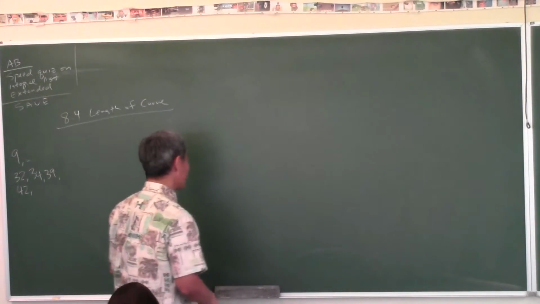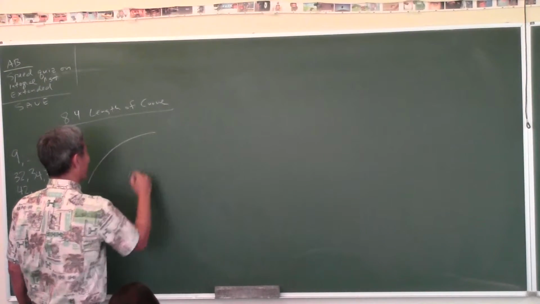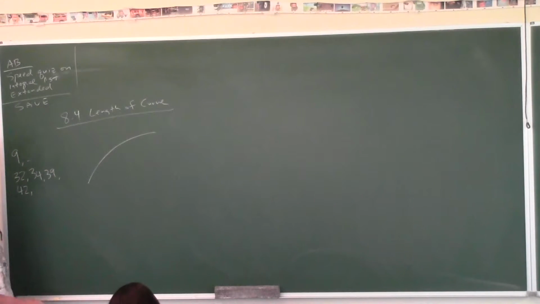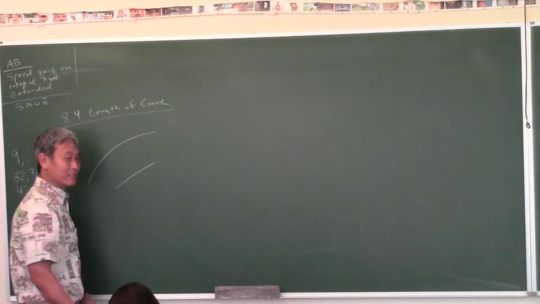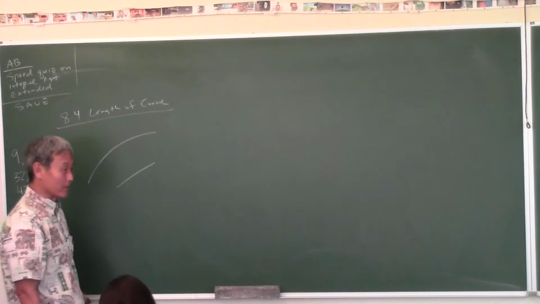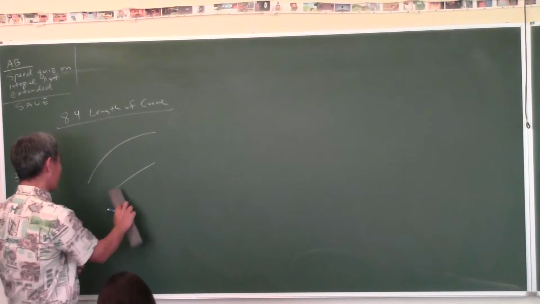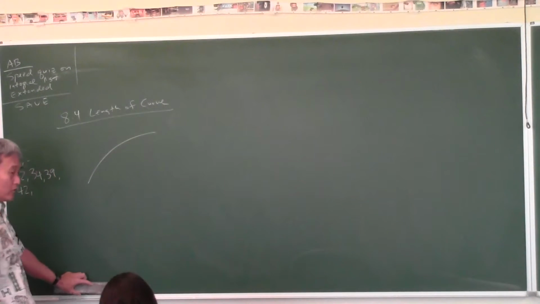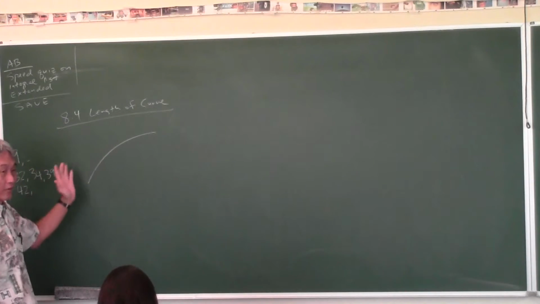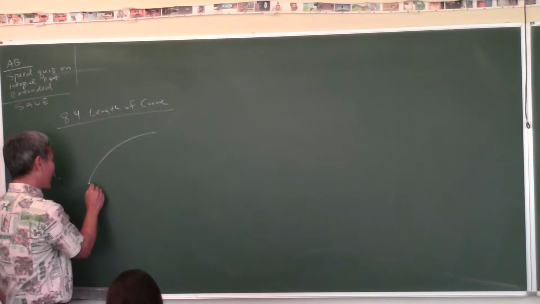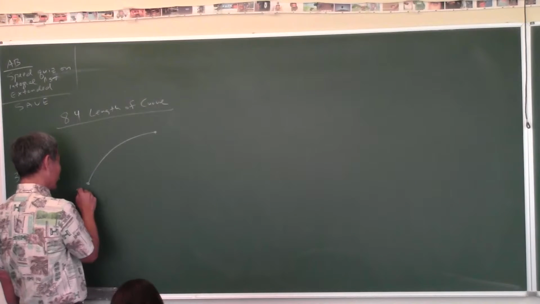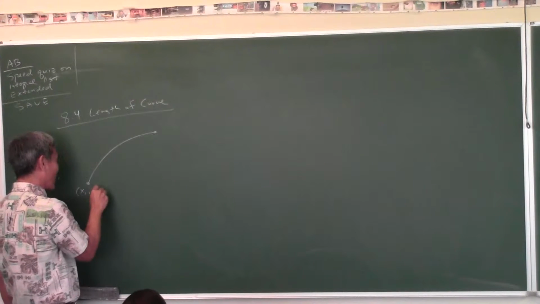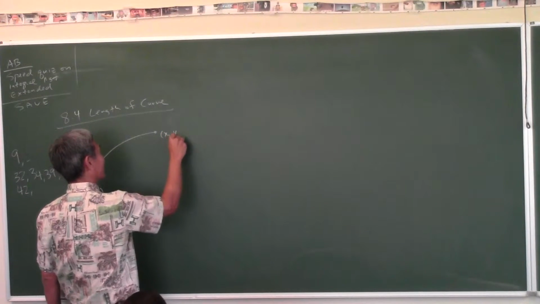Okay, anyway, what we're doing is finding the length of a curve. If you have a curve, how do we find the length of it? If you have a straight line, it's easy to find the length, right? Just use the distance formula. But in real life, it's not going to be a straight line, because most things are curvy. How do you find the length of the curve from x1, y1 to x2, y2?